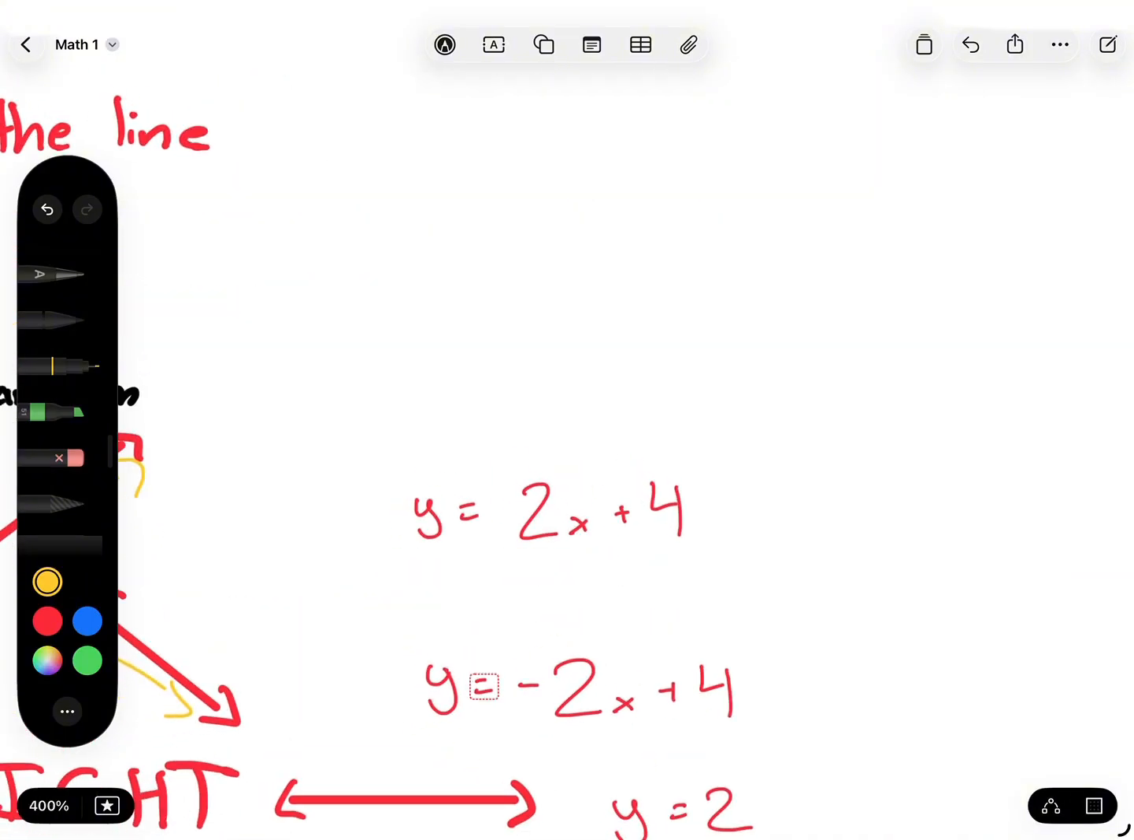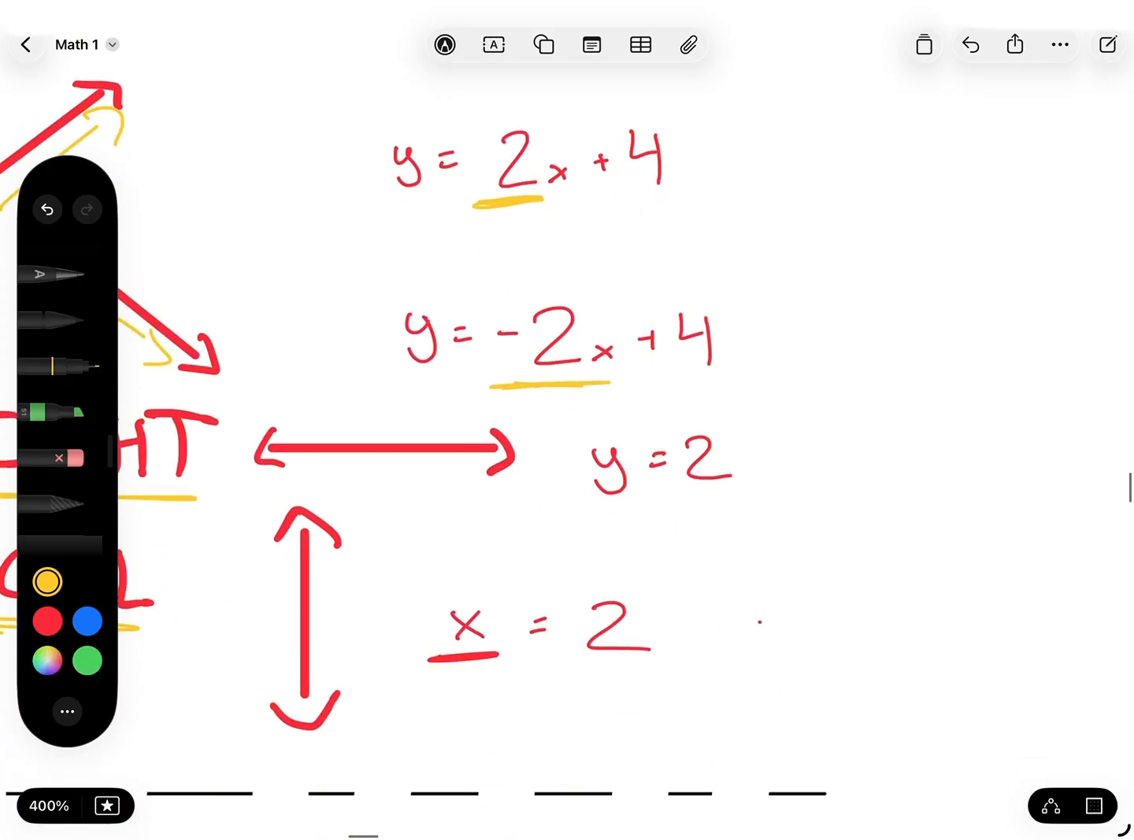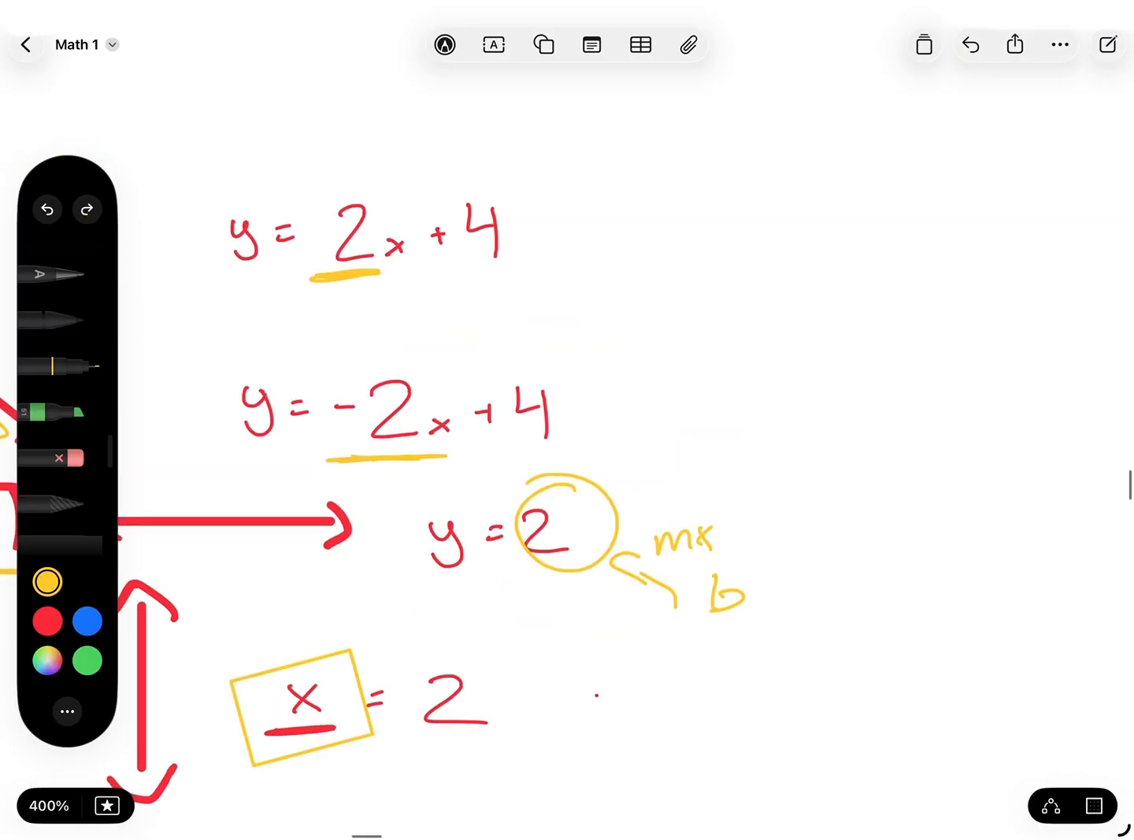So an example of positive slope would be y equals 2x plus 4 because the number 2 is positive. Similarly, the number negative 2 is negative. Here, we don't have a slope because we do not have an mx, we just have a b right here. And keep in mind that this is x. If you were to go into Desmos and graph x equals 2, your line would look like that. If you were to type in y equals 2, it would look like this. Y equals negative 2x plus 4 would look like that. And y equals 2x plus 4 would look like this.